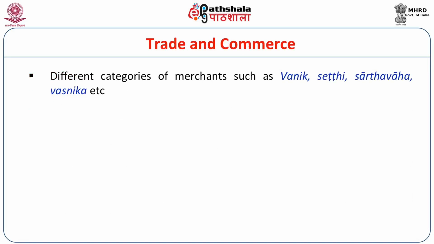Trade and commerce. Now let us see what information we get. Different categories of merchants such as Vanik, Sethi, Sarthavaha, Vasniko, that is, an itinerant merchant, a caravan leader, who under his care took a good number of caravans with many articles of trade from one place to another. That leader was described as Sarthavaha. Vanik is a blanket term. It encapsulates not only the peddler or hawker, but also a big merchant.